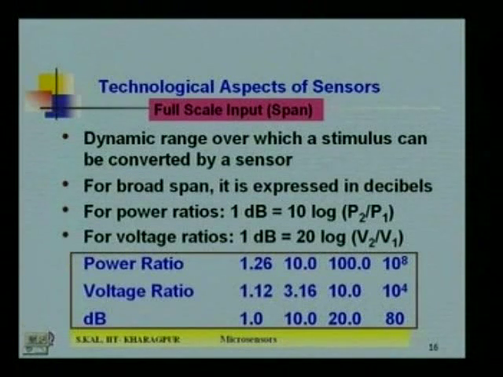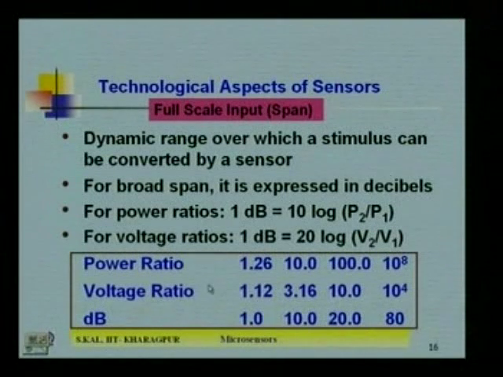Now let us discuss a little bit on full scale input, or span. This is basically the dynamic range over which a stimulus can be converted by a sensor. For a broad span, it is expressed in decibels. That means full scale input is the range of input which the sensor can sense. It is known as the span, and normally it is expressed in decibels. For power ratio, you know the definition: 1 dB is 10 log P2 by P1. For voltage ratios, 1 dB is 20 log V2 by V1.